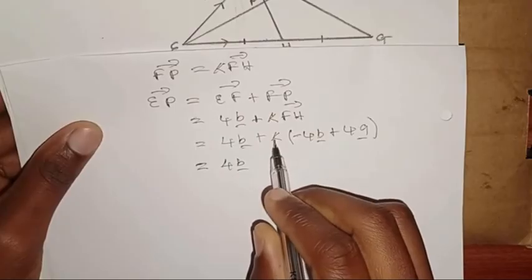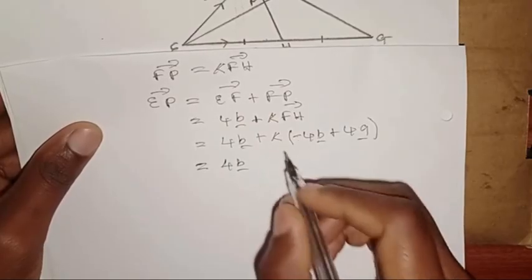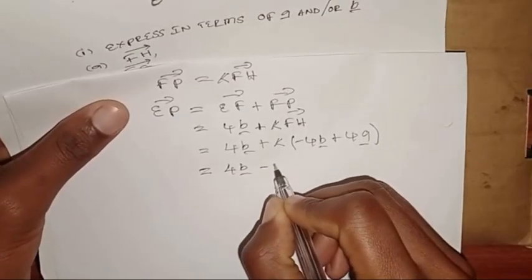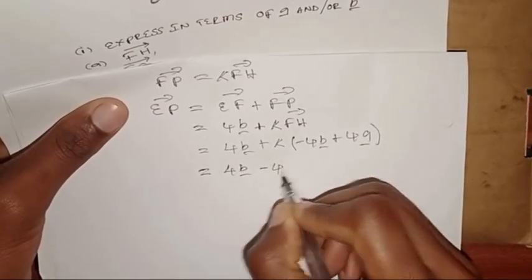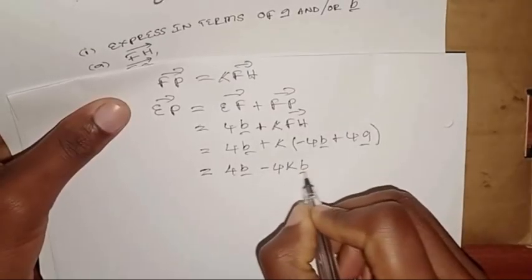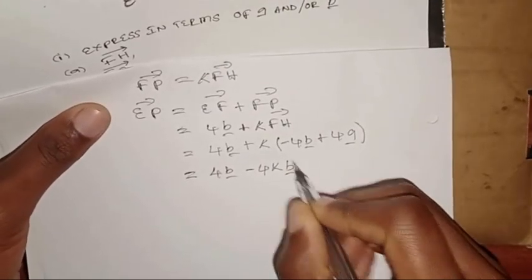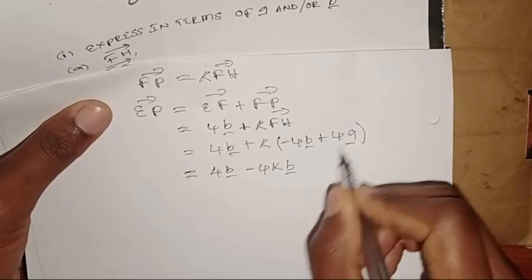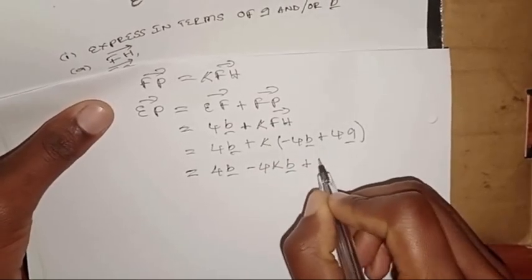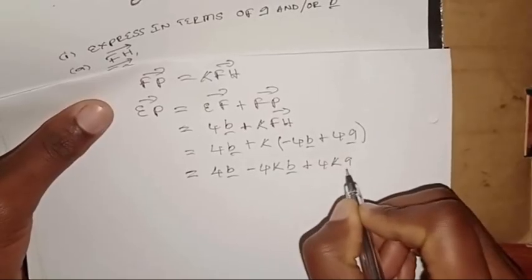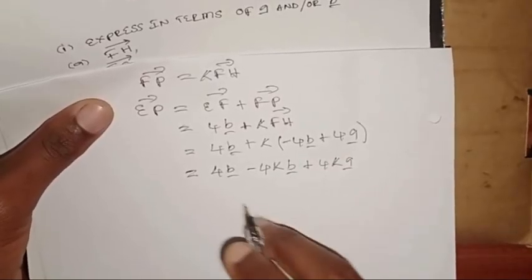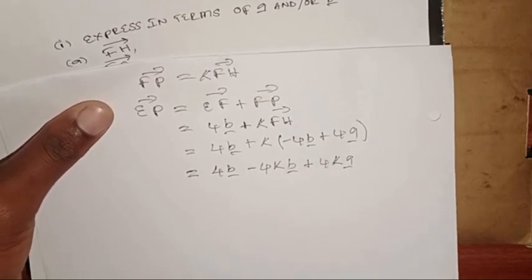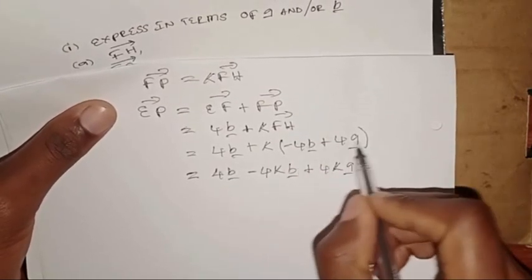So what is k times negative 4b? It's going to be negative 4kb. Okay, negative 4kb. Then we're going to move here. What is k times positive 4a? It's going to be positive 4ka. Okay, as you can see, we have distributed our k to both terms.